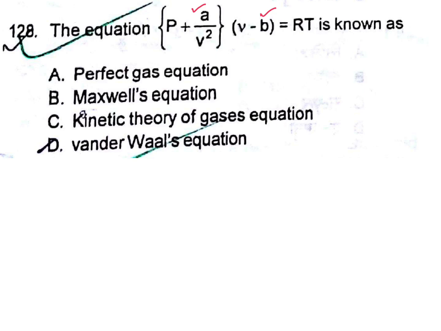So in this question the equation P plus A by V square into V minus B equal to RT is known as the van der Waals equation.